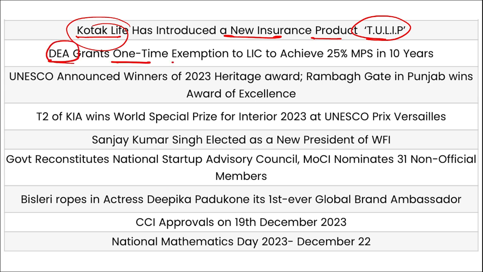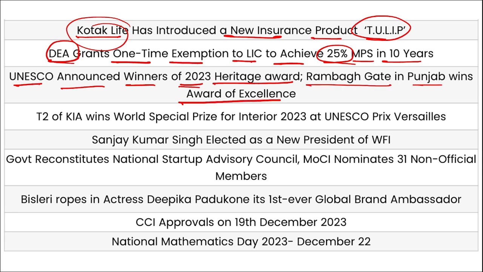DEA grants one-time exemption to LIC to achieve 25% MPS in 10 years. UNESCO announced winners of the 2023 Heritage Award. Rambagh Gate in Punjab won the Award of Excellence. Terminal 2 of Cochin International Airport has won the World Special Prize for Interior 2023 at UNESCO Prix Versailles.